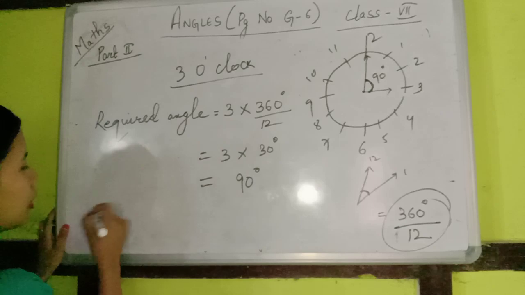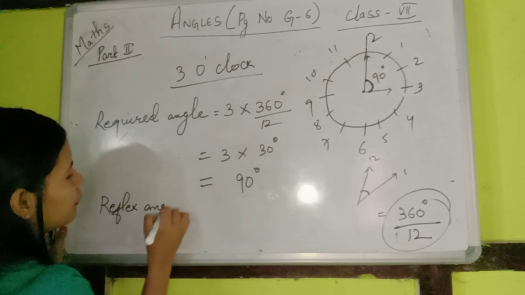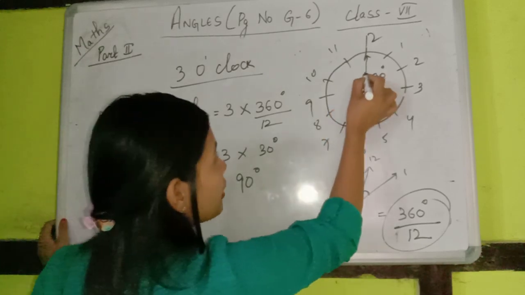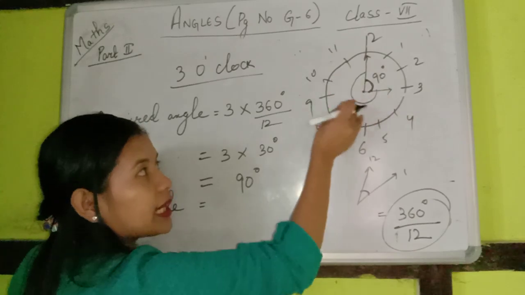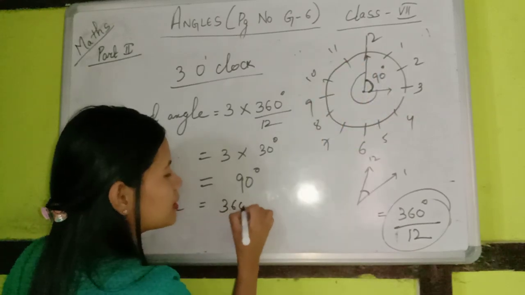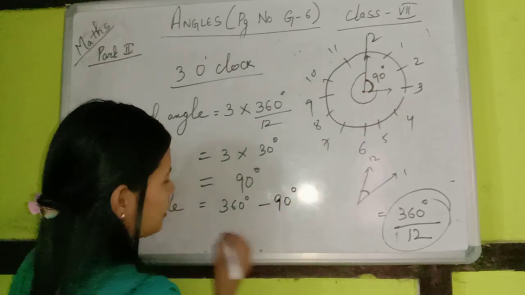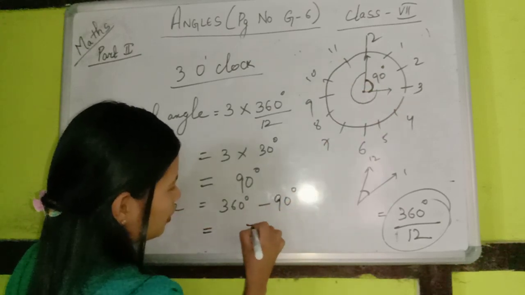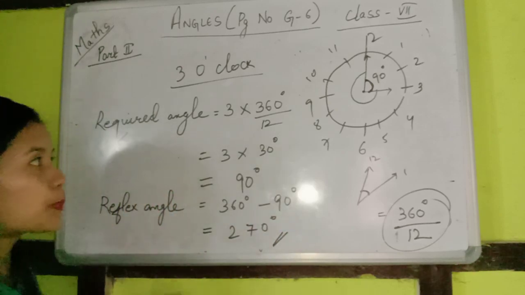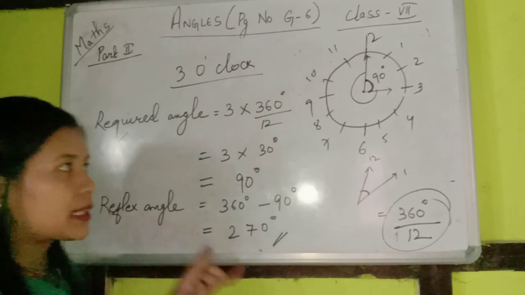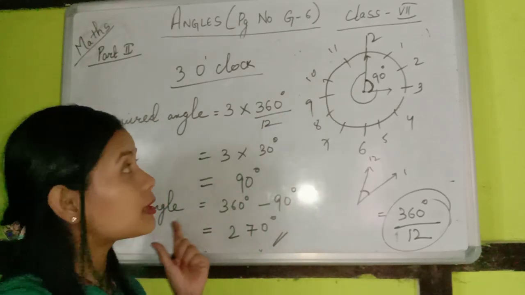So if you want to find the reflex angle, that is this outer angle, then it will be equal to the complete angle, 360 degrees, minus this angle, that is 90 degrees. So this will be equal to 270 degrees.